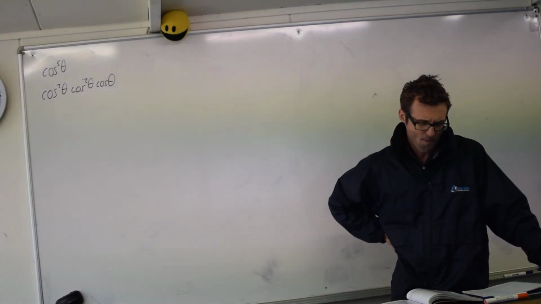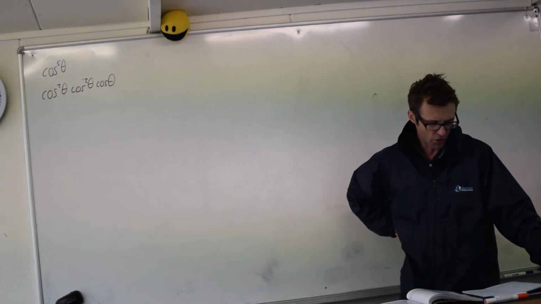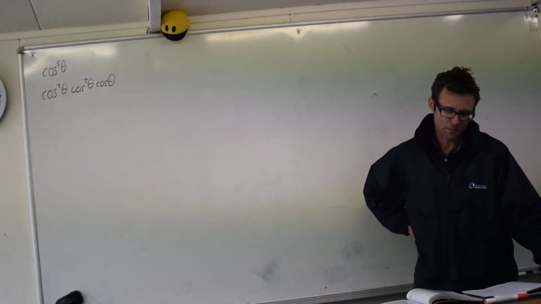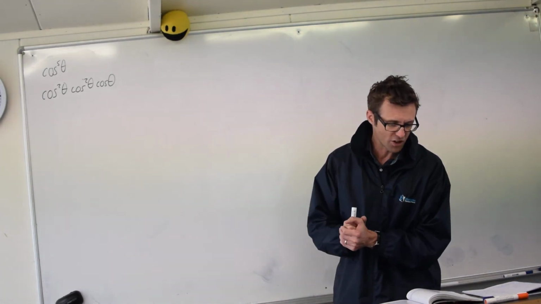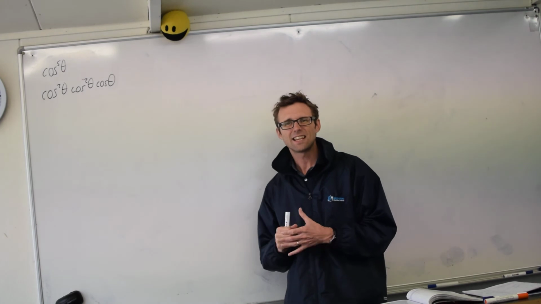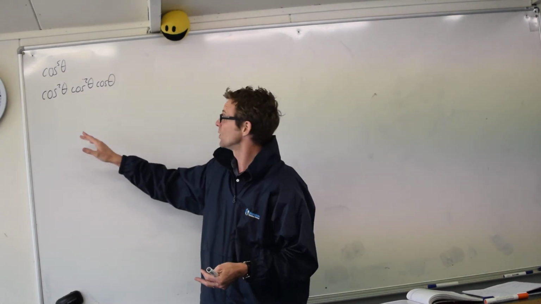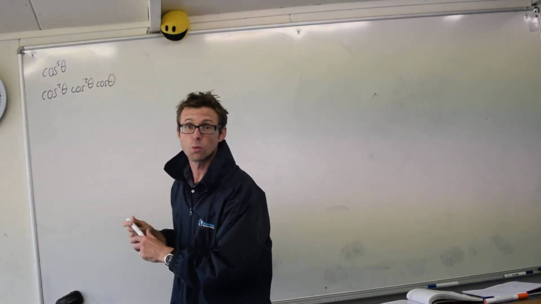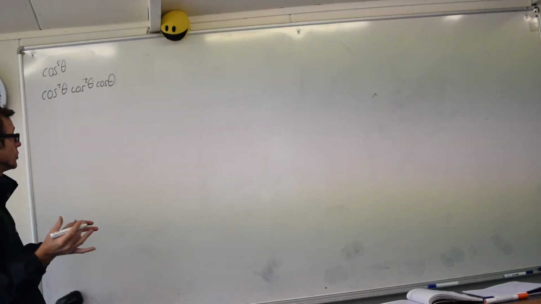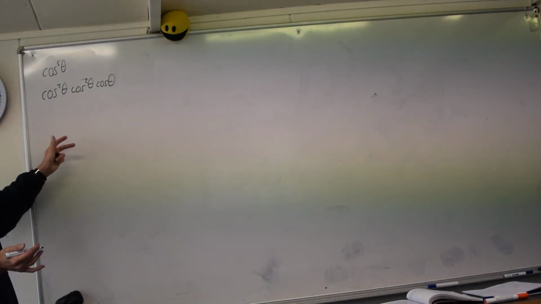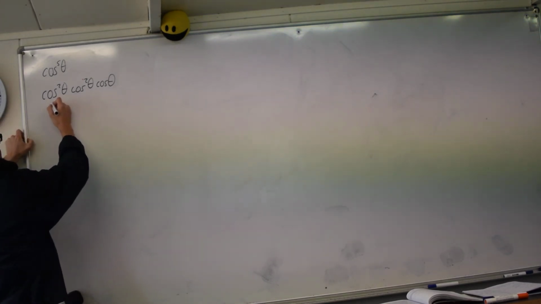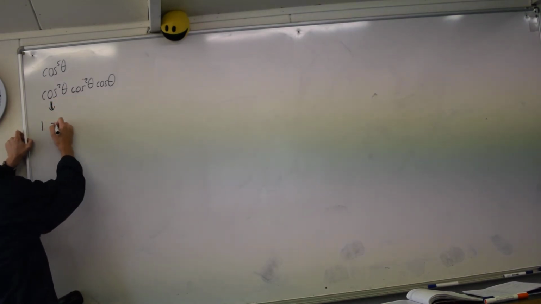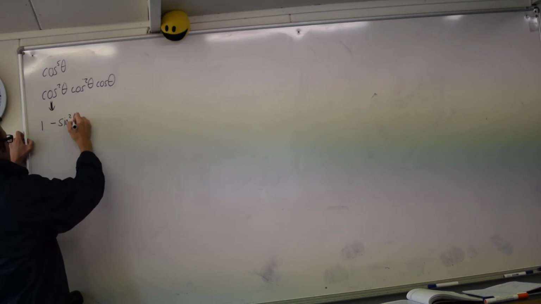And then, at that point, I'm going to replace them with some sine squared thetas, because you can see, if you look at the right-hand side of the equation that we're trying to prove, we've got to have a sine theta to the power of 4. So the only way we can do that is by replacing these guys with 1 minus sine squared theta, using your identity. So look at the identity again. Sine squared theta plus cosine squared theta is equal to 1. So therefore this here is equal to 1 minus sine squared theta.